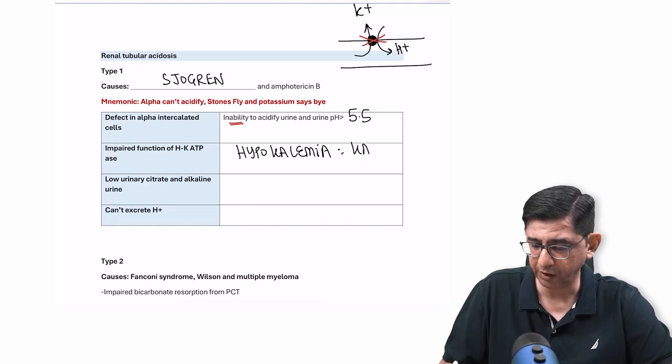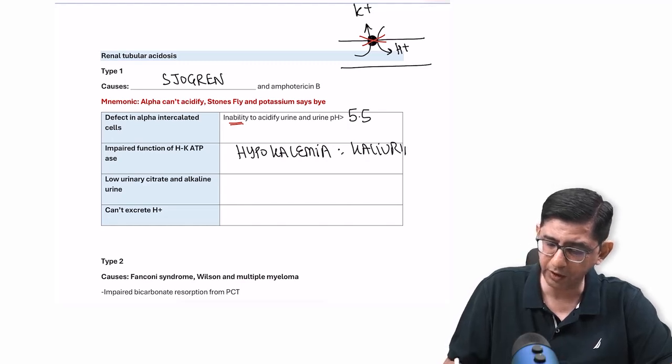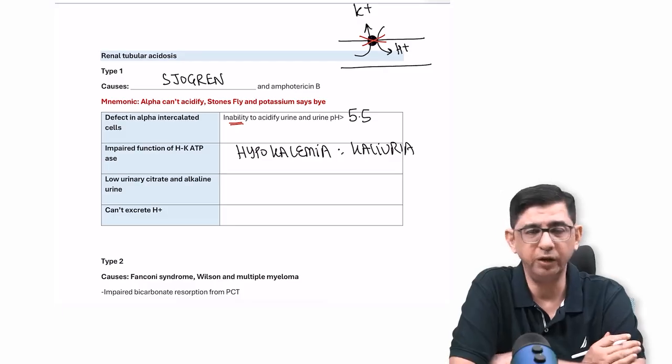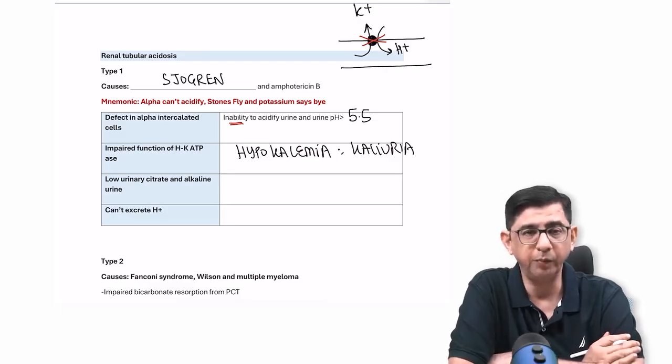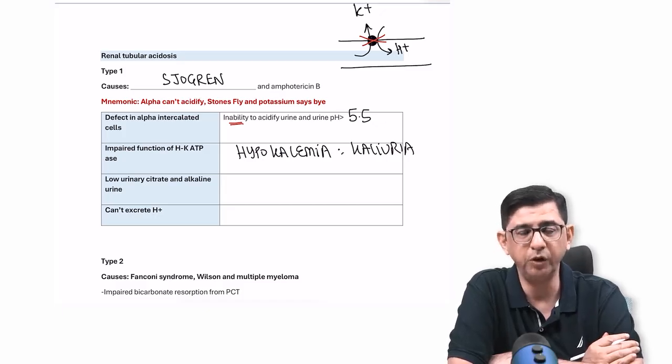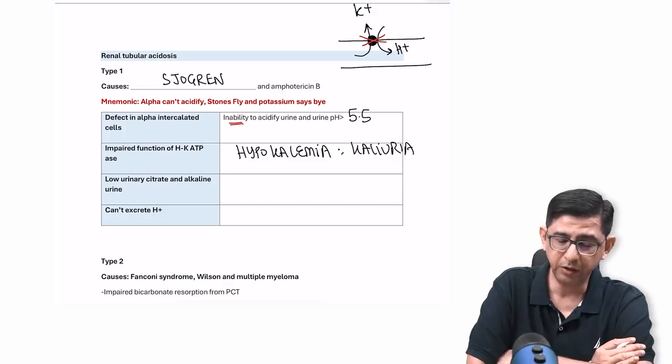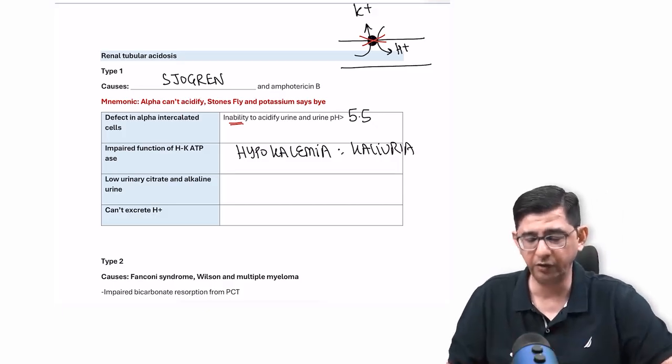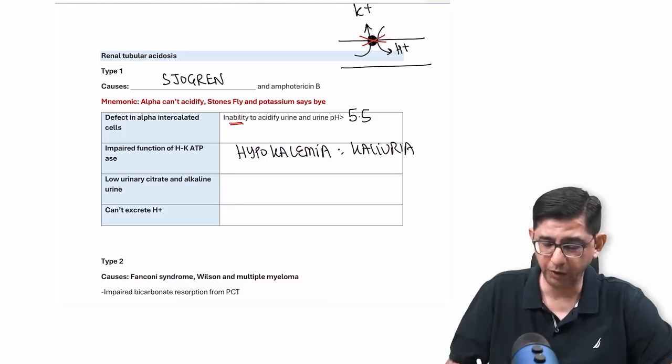This potassium is not getting reabsorbed. There is a kaliuria that is happening, and that is why there is a hypokalemia component. Hyperkalemia is a feature of type 4 RTA. I'll give you the reason, but here it's a hypokalemia. And the condition is also associated with low urinary citrate and alkaline urine, so the combination of the two increases the risk of kidney stones.